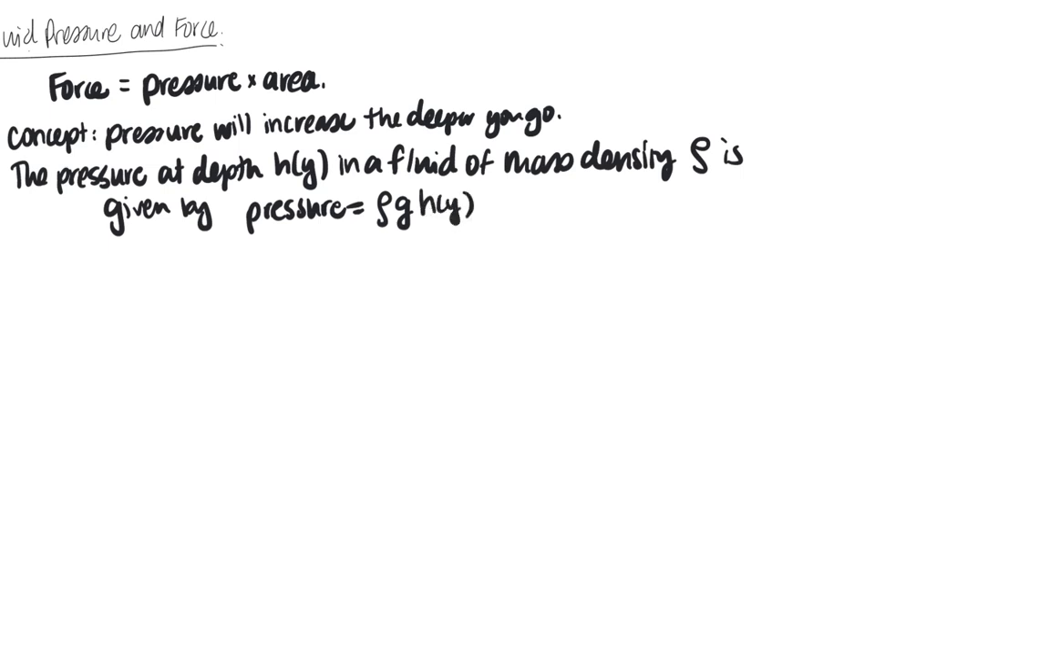So rho is the mass density of the fluid. That's going to depend on what kind of fluid it is. Is it water, or is it something more viscous than water? So that's the mass density of the fluid. This is the force of gravity. And then this h of y is telling me the depth. Okay, so that is how I would compute the fluid pressure.